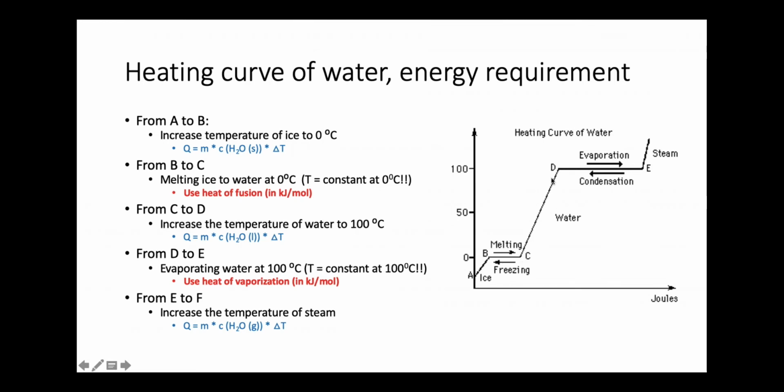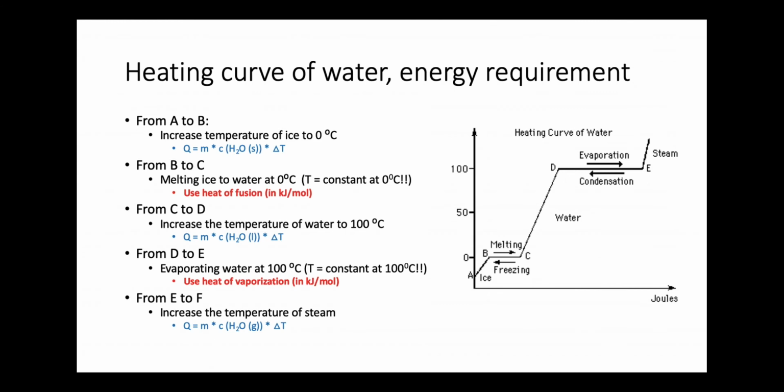Now I can increase from C to D the temperature of my water. I use the formula again, but now this is the C value for liquid H2O, so for water. At D, I am at 100 Celsius, the boiling point for water. From D to E, I'm going to evaporate all my water. Temperature is constant, so I cannot use the formula, but I use the heat of vaporization, expressed in kilojoule per mole. At E, I can increase the temperature again to reach higher temperatures of my steam. I use the formula again, but now it's the C value for H2O in the gas phase.